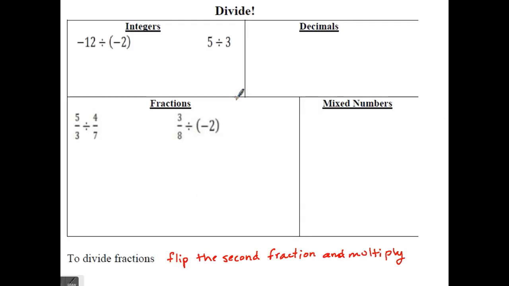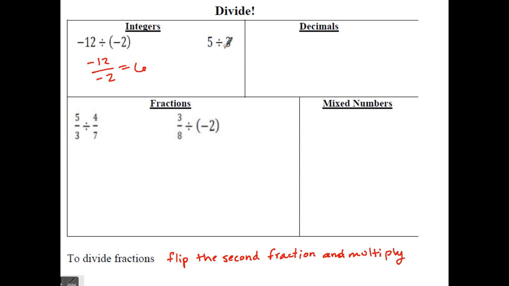Alright, so let's look at some examples here. For the integers, I've got negative 12 divided by negative 2. So think of this as negative 12 divided by negative 2. It means the same thing. So you are going to get a value of 6. Again, if you have two signs that are the same, whether you're multiplying or dividing, if the signs are the same, it'll give you a positive number.